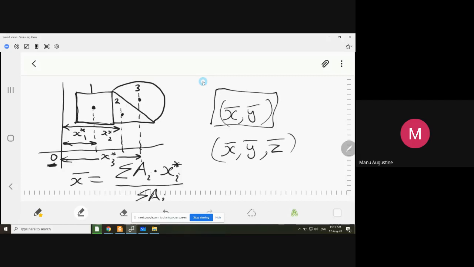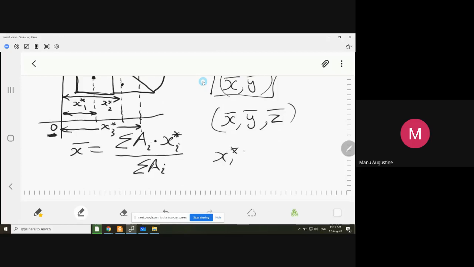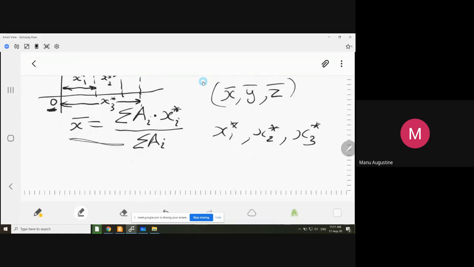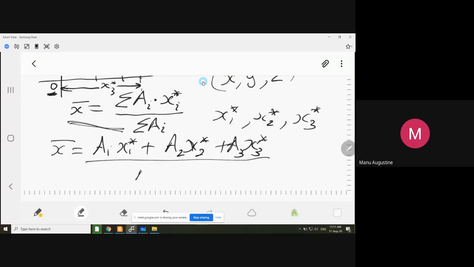So individually, you set out to find the values of x1 star, x2 star, and x3 star. And once you have found these individual centroids of the individual areas, you simply apply this formula as x bar is equal to a1 x1 star plus a2 x2 star plus a3 x3 star whole divided by a1 plus a2 plus a3. This was the methodology that we adopted for finding the centroid of composite sections.